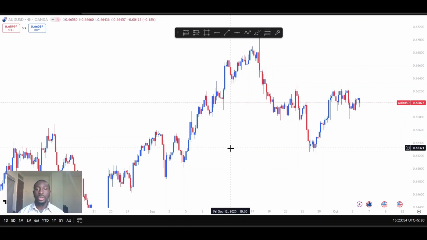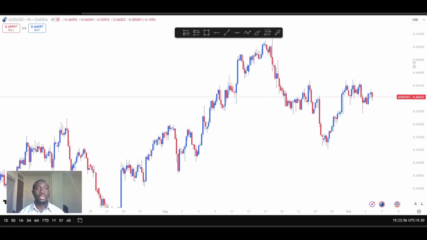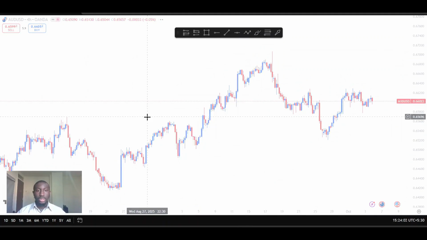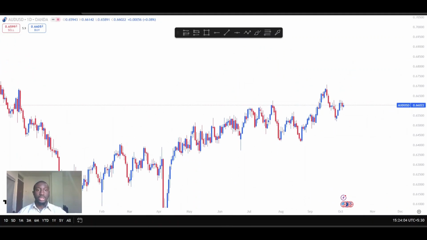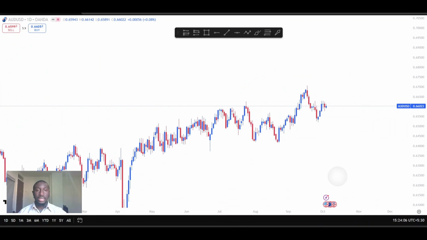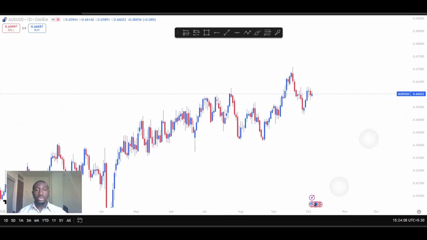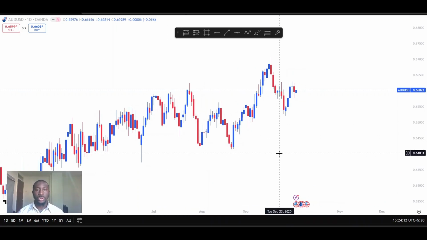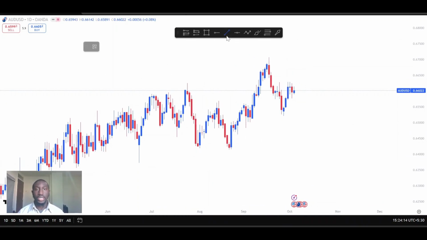So now if you are looking at this chart, what will be the first thing that will come to your mind? First of all, this is AUD USD on the 4 hours time frame. Okay, let's go to the daily time frame. Let me go to 1 day. We know that AUD is on a bullish trend. So now first of all, what I'm expecting is that there's a break of structure from here. There's a good, clear break of structure.